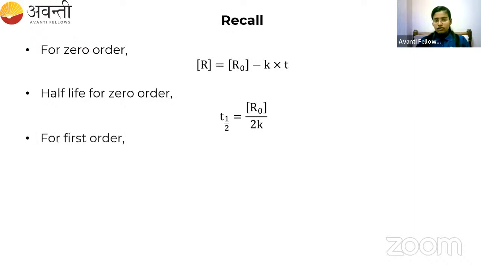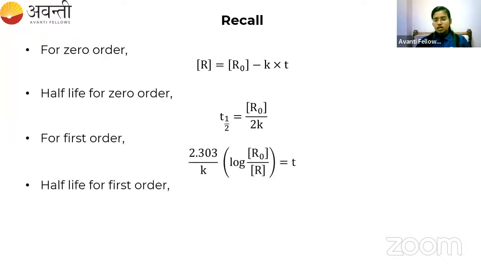Coming to the first order, the integrated rate equation is T equals 2.303 by K into log of R naught by R, and for half-life it is 0.693 divided by K. So these are the four important formulas which you should study. I think you have studied them on that day itself. Did you study and memorize all four formulas and all the graphs we learnt in the previous class? Are you all thorough with those things?